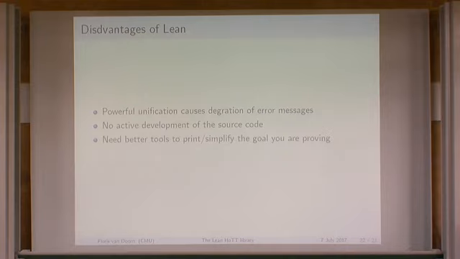There's no active development of the source code because we're working in the Lean 2 branch. And one problem is that simplifying the goal, just showing the goal in a convenient way, is sometimes hard to do. So it would be nice to have better tools for that.